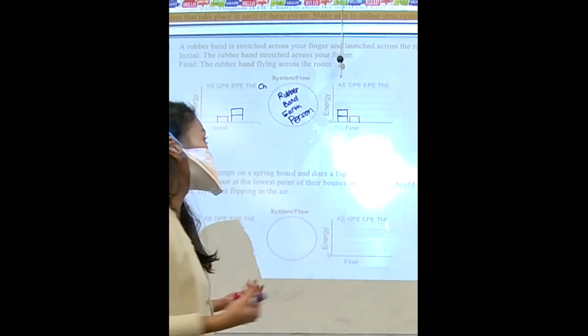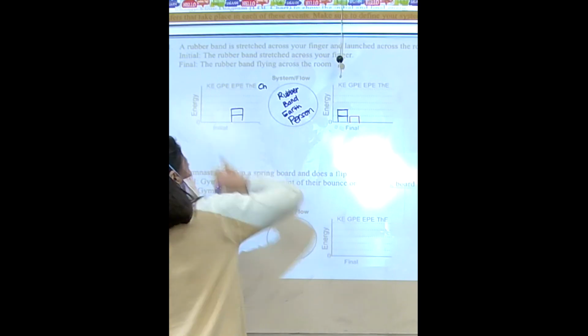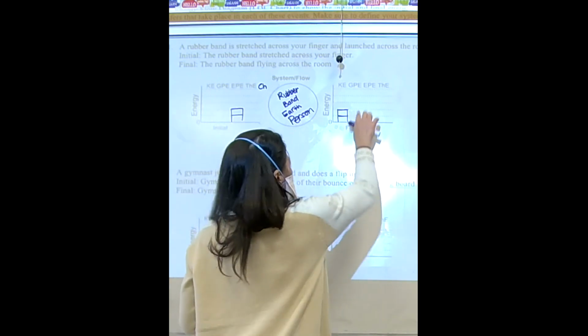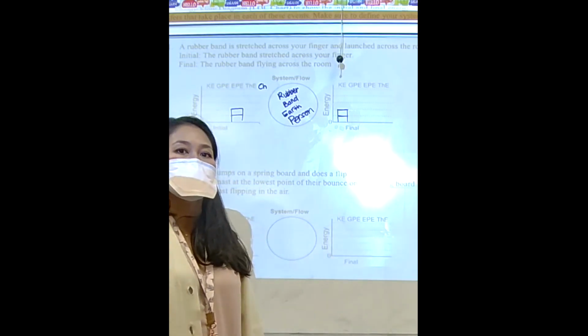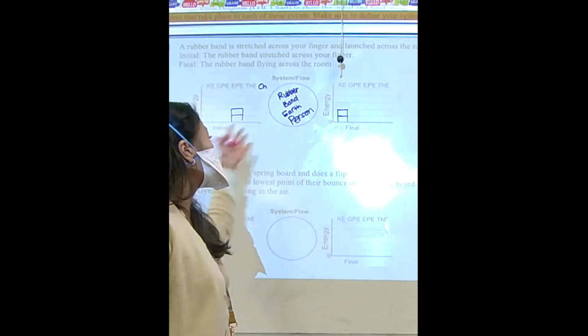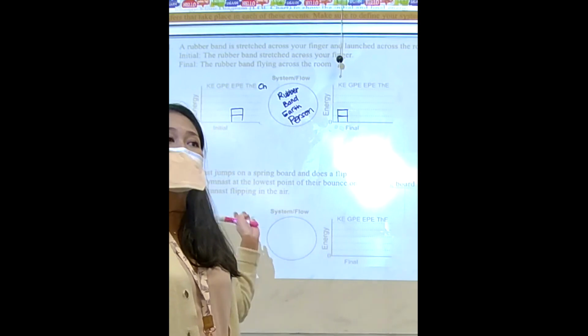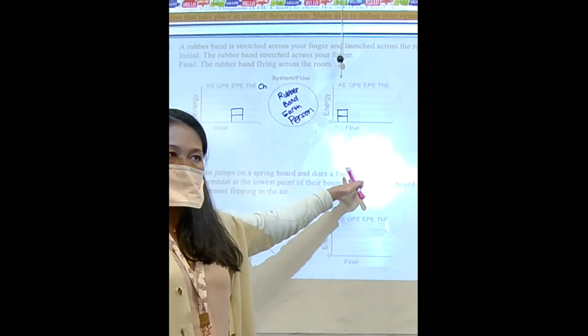And because there's no height change, if you don't want to include gravity, you could leave it as this. Many different possibilities for this answer. And again, the number of blocks used doesn't matter either, as long as they're equal on both sides.